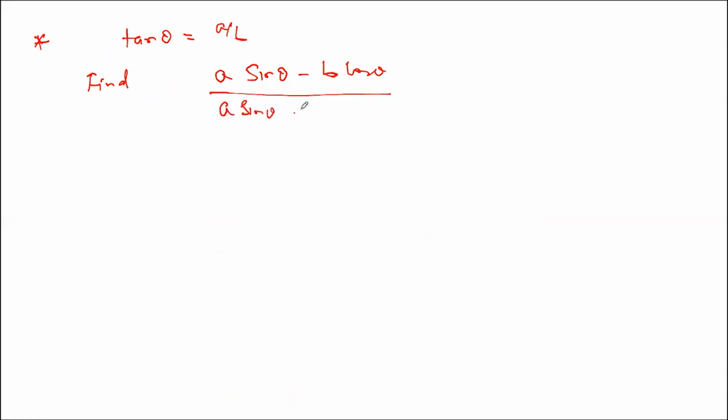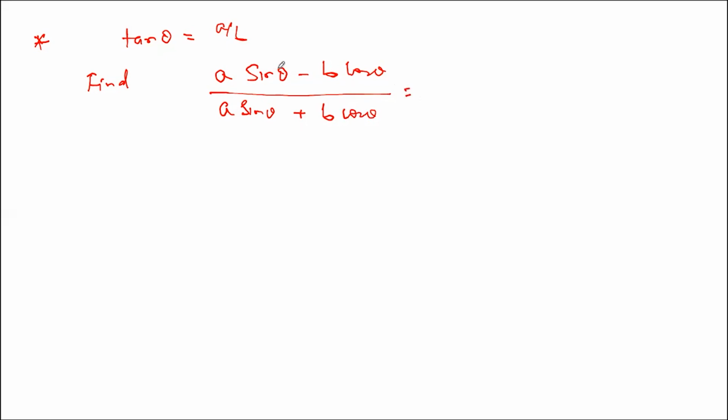so the next variation of the question: tan theta is given as A by B, right? Find the value of A sin theta minus B cos theta upon A sin theta plus B cos theta, right? This I can say is one of the simplest questions, the easiest way we can solve this.